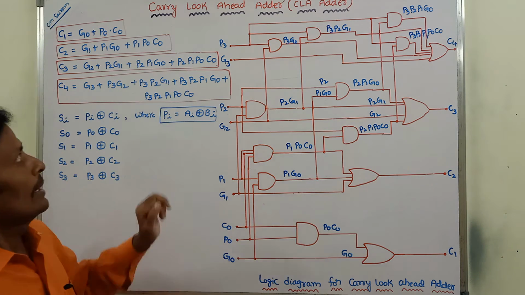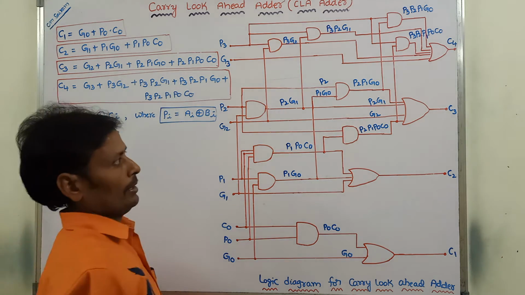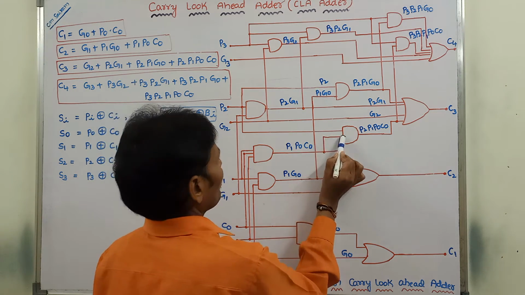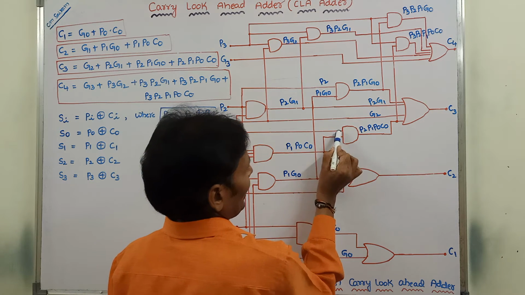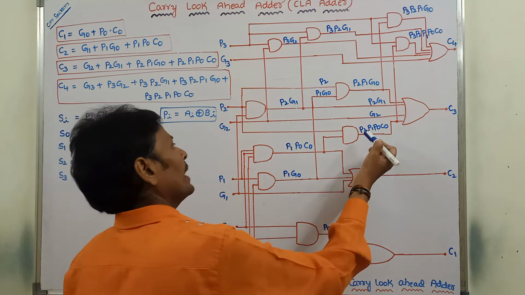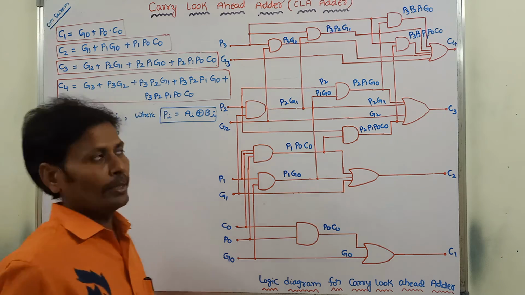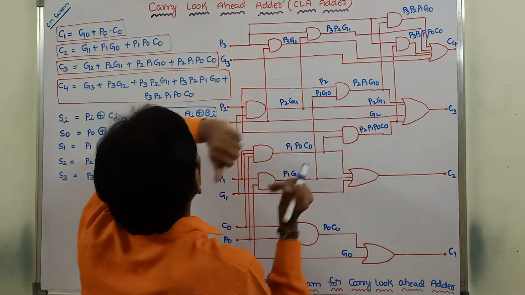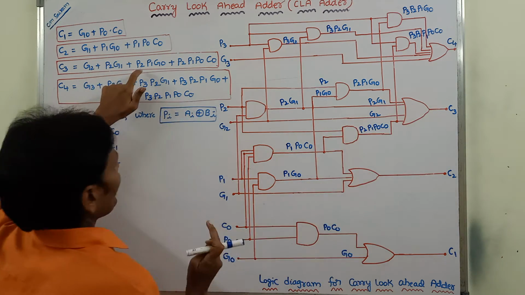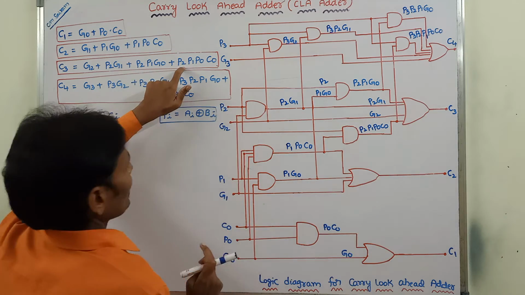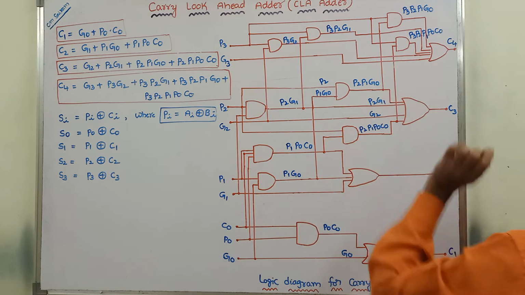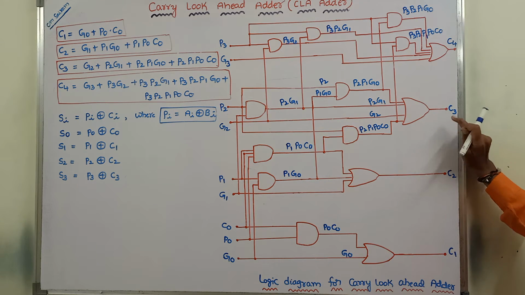Next, P2 P1 P0 C0. P1 P0 C0 is already there, so I am taking this one and P2 here. These two inputs are sent to a two input AND gate, then we get P2 P1 P0 C0. Now we have to combine them. First G2, next P2 G1, next P2 P1 G0, next P2 P1 P0 C0. These four are sent to a four input OR gate, then we get C3.